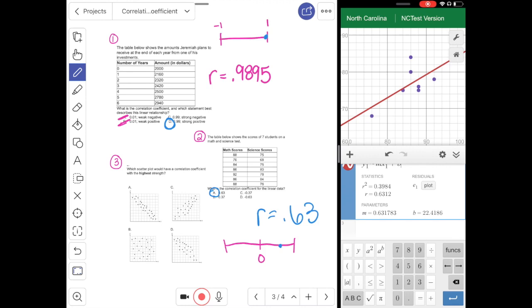All right, and for number 3, it says, which scatter plot would have a correlation coefficient with the highest strength? Okay, so the highest strength has nothing to do with direction. That direction is positive going up or negative going down. Strength is which one is more compact, which one is closer together, which one has a closer relationship. So the one that has the highest strength and is more compact is going to be A.